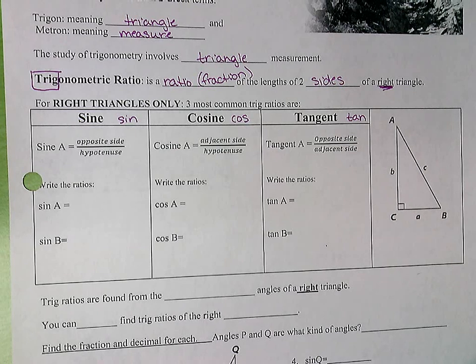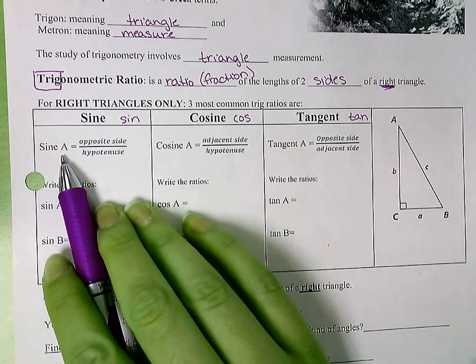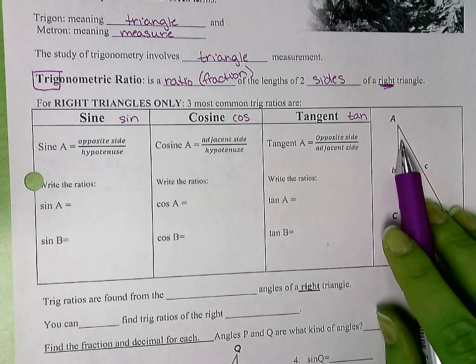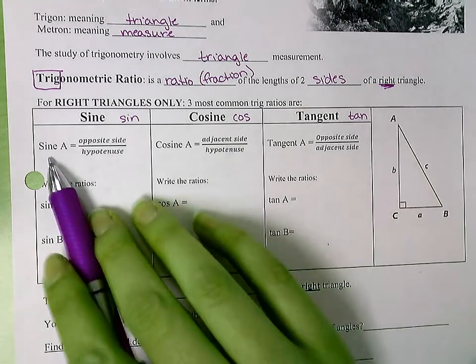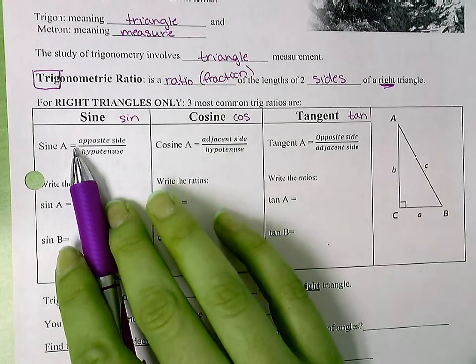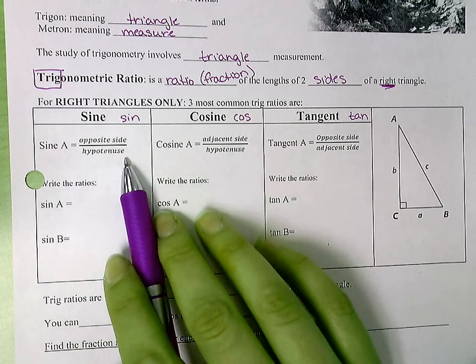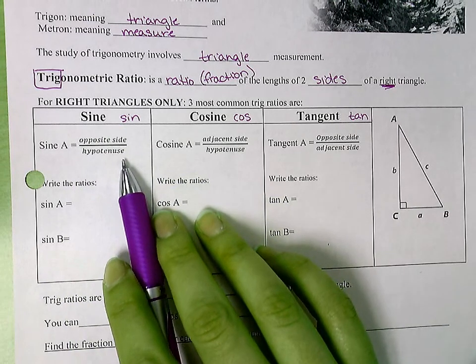So for any of these, sine, cosine, and tangent, there's always an angle measure attached to them. So it needs to have an angle next to it. So if I say sine of A, it's talking about angle A. Okay, so you take sine of angle A. That would be equal to this ratio of sides. Okay, your opposite side over your hypotenuse.